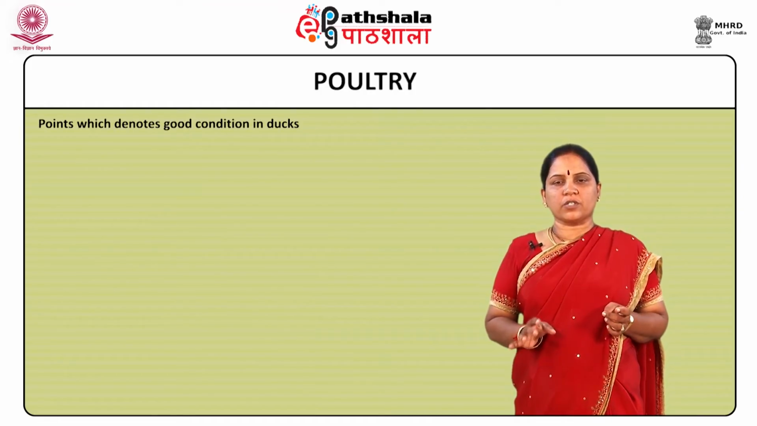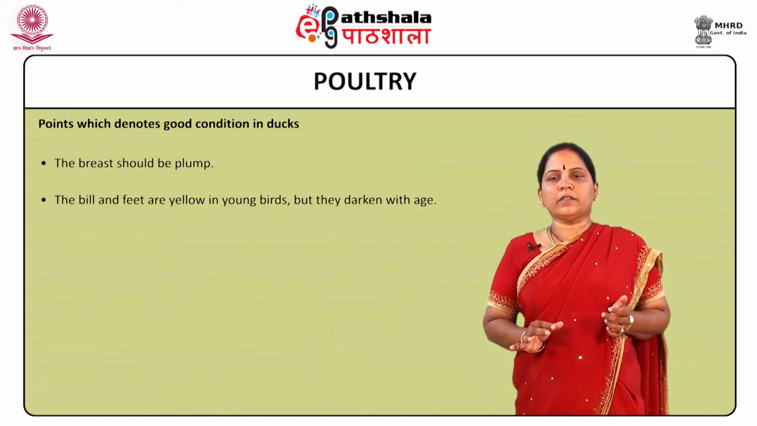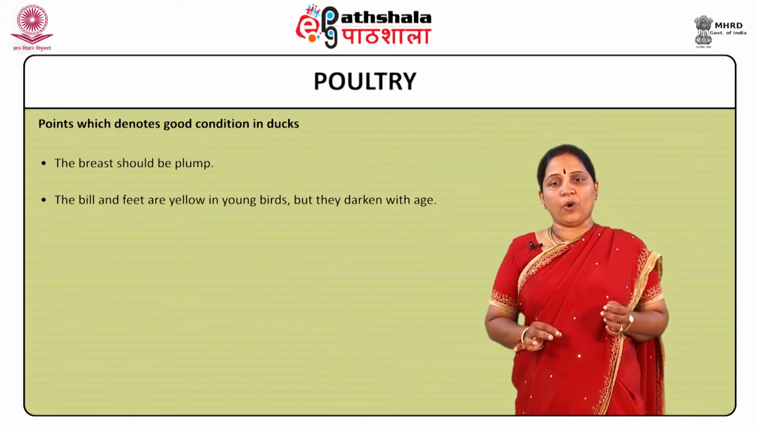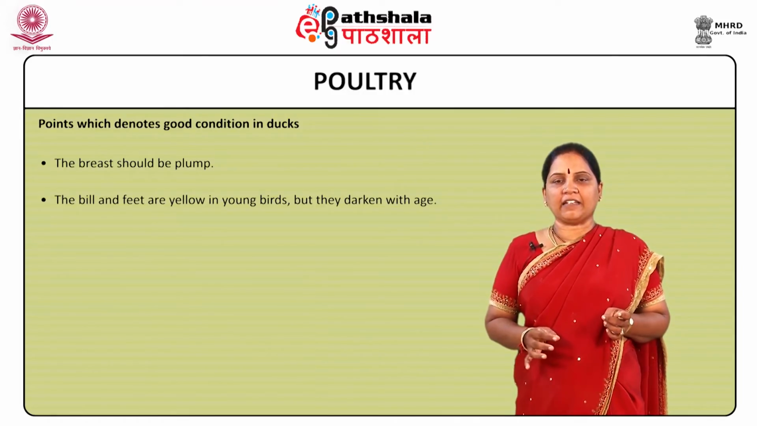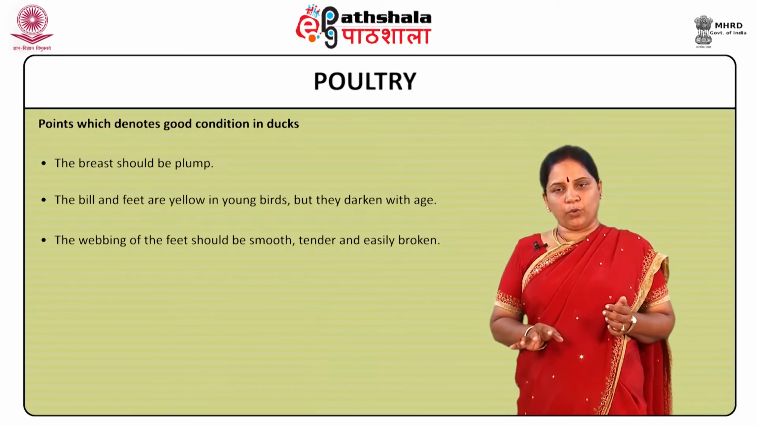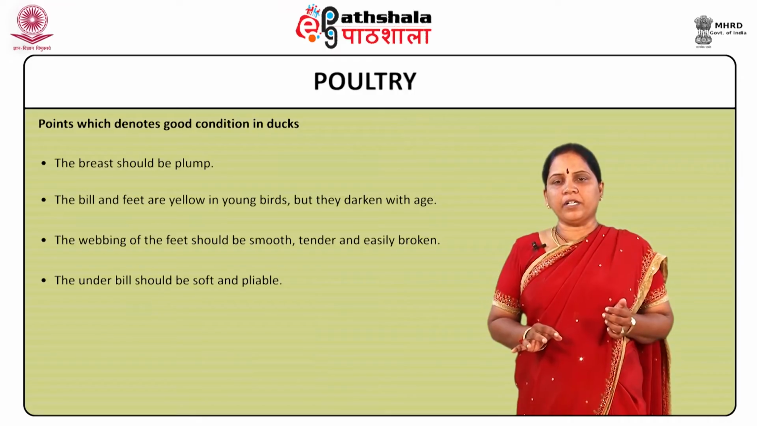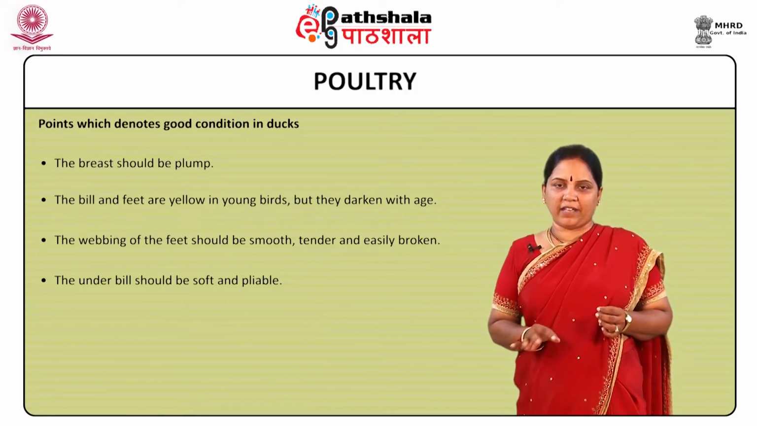Points which denote good condition in ducks. The breast should be plump. The bill and feet are yellow in young birds, but they darken with age. The webbing of the feet should be smooth, tender and easily broken. The underbill should be soft and pliable.